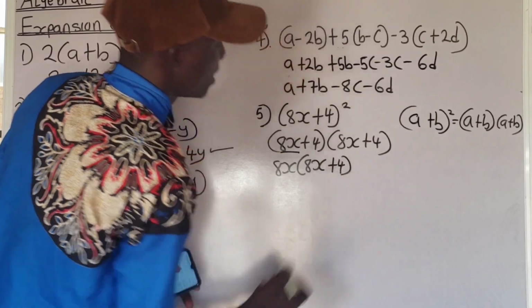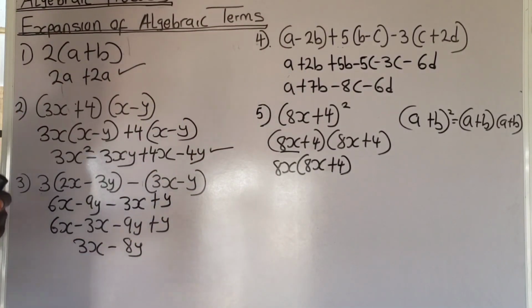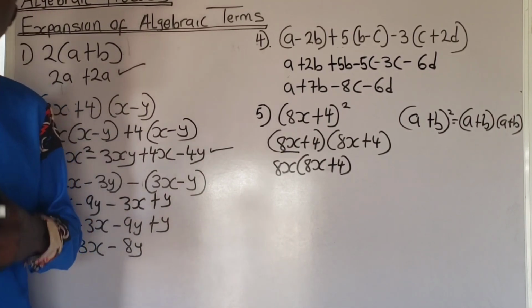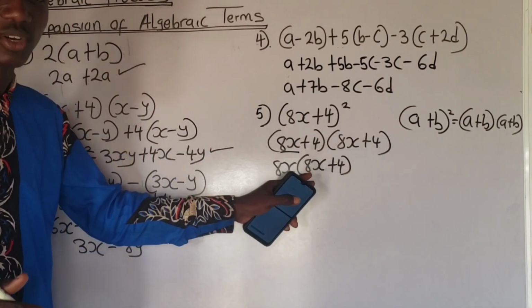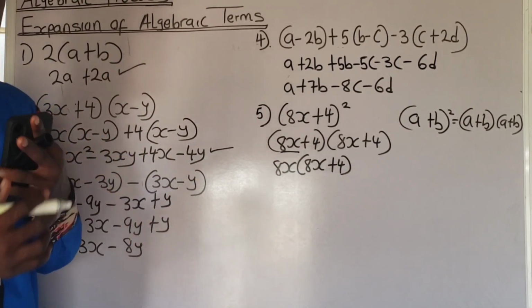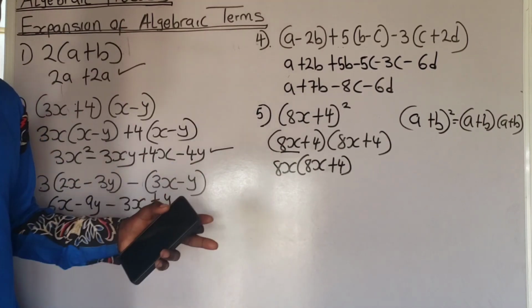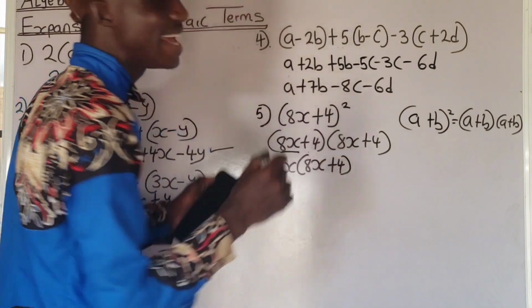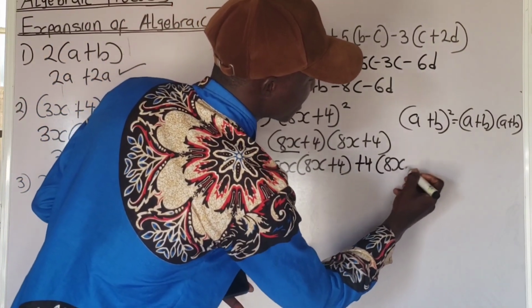And the second term in the first bracket will also multiply all the terms in the second bracket. That is the rule: the first term will multiply all the terms in the second bracket, and the second term in the first bracket will also multiply all the terms in the second bracket. So for this, I'm going to have plus 4 multiplied by 8x + 4.